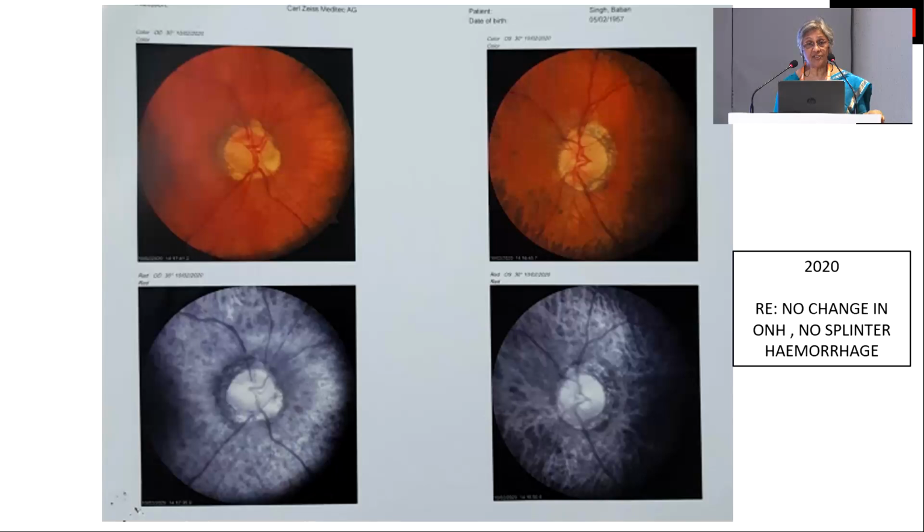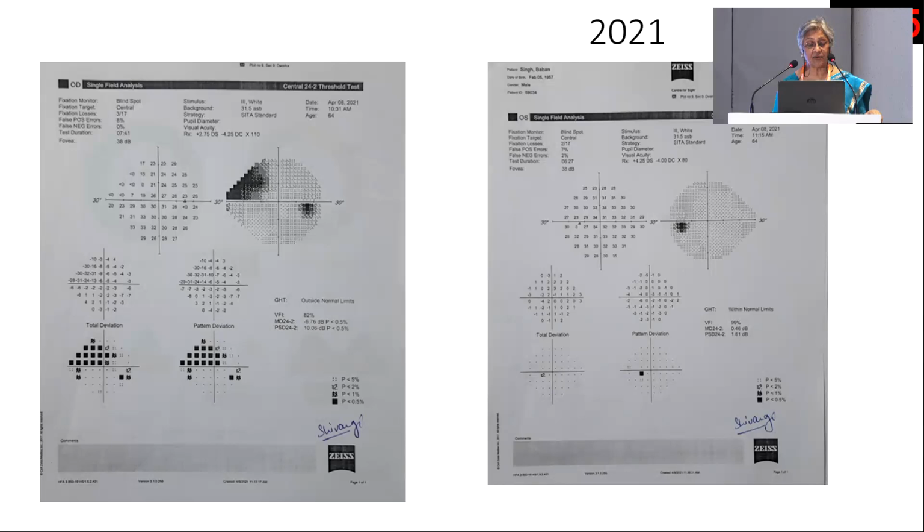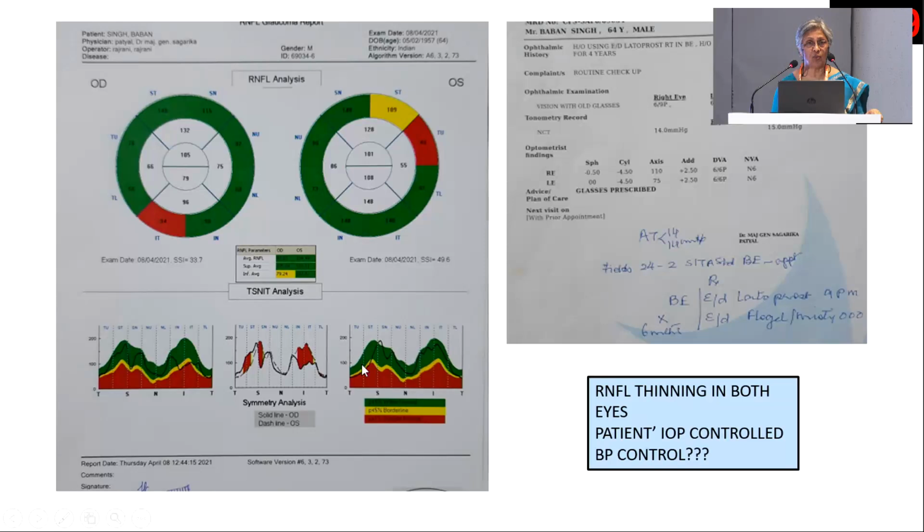And then in 2020, absolutely no change in the right eye, no splinter hemorrhages. But in 2021, we find that there is a slight increase in the field defect in the right eye. Left eye is absolutely normal. But lo and behold, what does the OCT tell us? That the right and the left eye RNFLs are definitely disproportionate. I mean, they have also been affected.